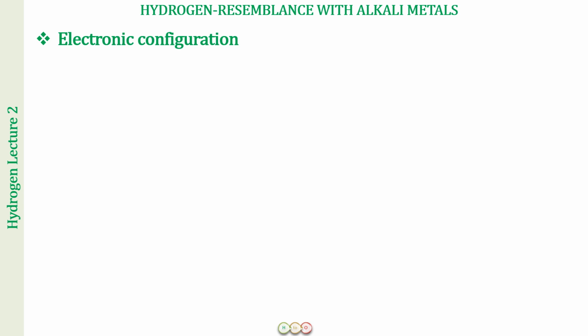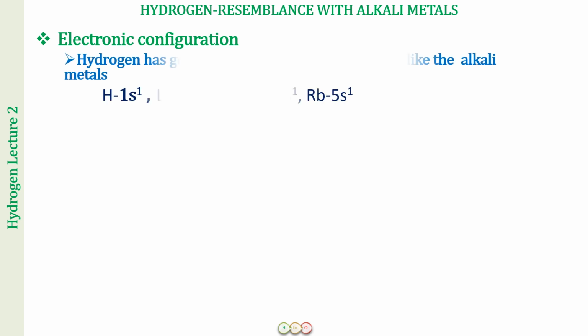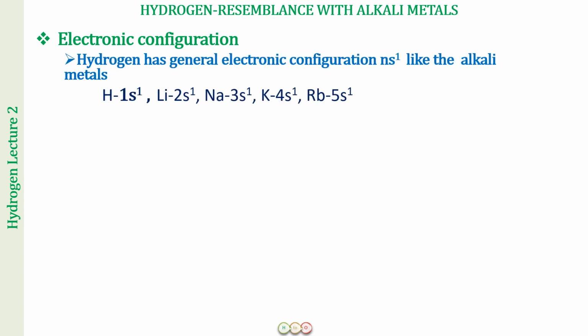So the first similarity of hydrogen with alkali metals is obviously its electronic configuration, which we have just now discussed. The general electronic configuration for both hydrogen and alkali metals is the same, that is ns1. Hydrogen is 1s1, lithium is 2s1, sodium is 3s1, potassium is 4s1, rubidium is 5s1. So all have the general electronic configuration ns1.